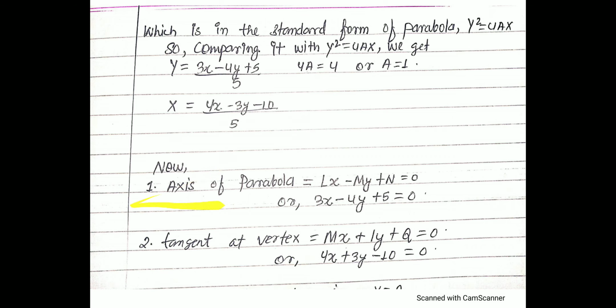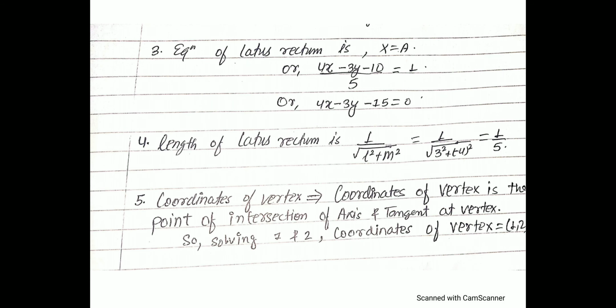Now the axis of the parabola: we have lx - my + n = 0, or from the equation we have 3x - 4y + 5 = 0. Also the tangent at the vertex, we have mx + ly + q = 0, or from the question 4x + 3y - 10 = 0.